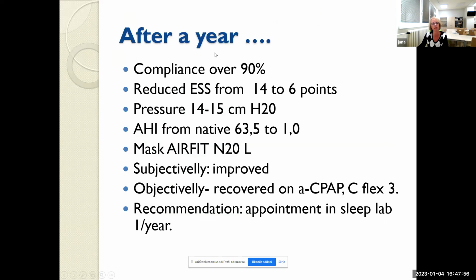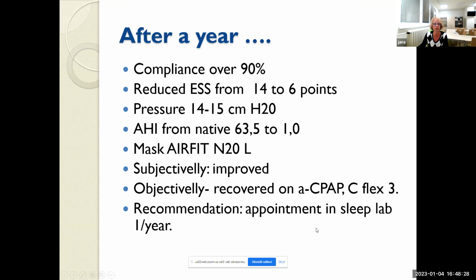After 1 year, this patient has compliance of 90%. Compliance means the cooperation with the device, the 90% of time of using it. The Epworth scale of sleepiness was reduced from 14 to 6 points. The pressure is around 14-15. Apnea-hypopnea index is from 63 to 1. As a mask, he used a nasal one only for the nose. Subjectively, he improved. Objectively, he recovered.